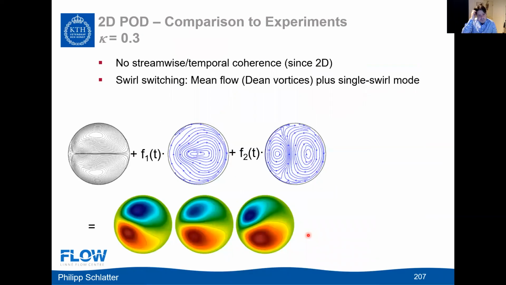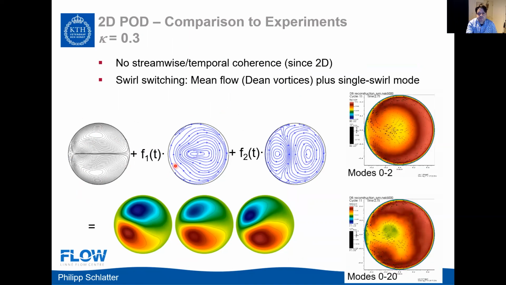But then we start to think, what is it really that is needed to actually get swirl switching? And it turns out what you need is just the mean flow, and then you need these two modes, just two modes that swirl back and forth. And if you do that, then you actually get this swirl switch. Of course, it's much more artificial than if you would include more POD modes. But the main motion you can actually get from that. So far so good.